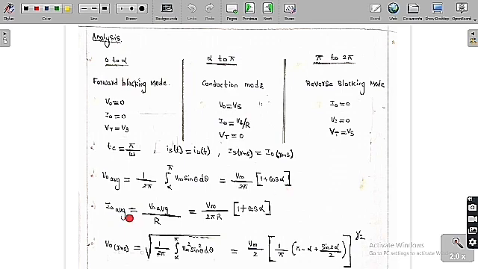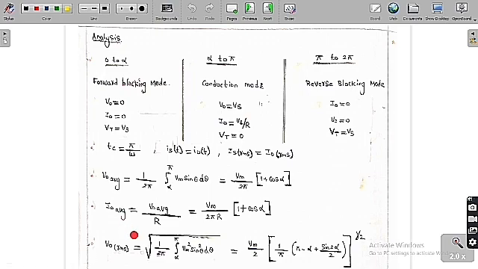And I have already told you the output average value V naught average is equal to I naught average into R. So therefore I naught average is equal to V naught average by R. If we substitute here, we are going to get Vm by 2 pi R into (1 plus cos alpha).